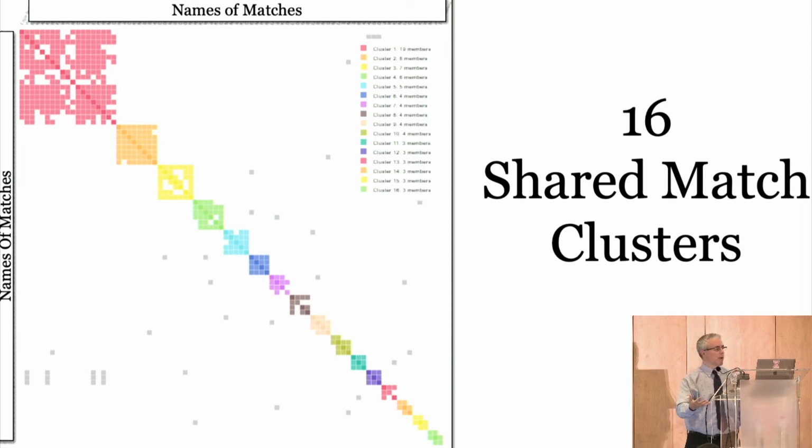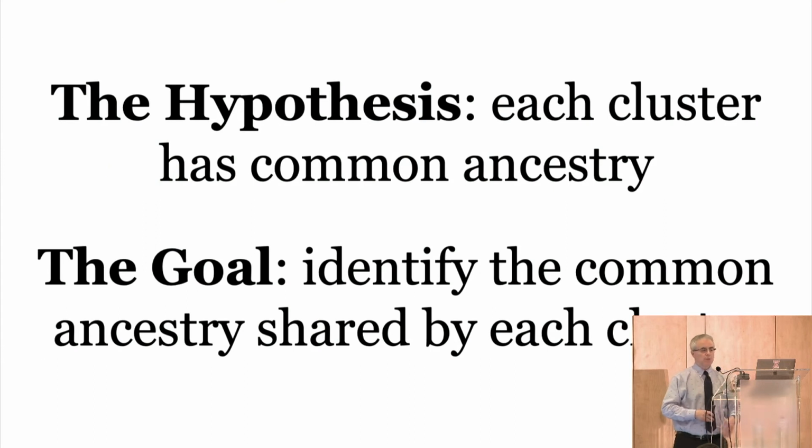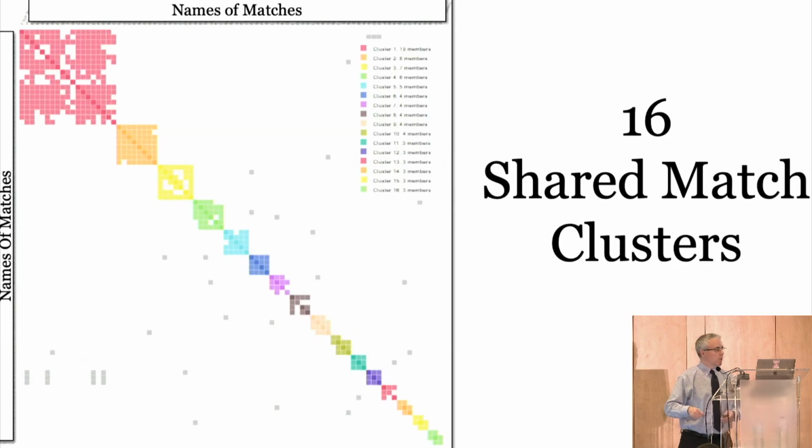So when I click that generate under the auto clusters option, I'm going to receive this email, and then I'll open it up. And so each one of these colored box groups is a different shared match group. So here in this particular analysis, I have 16 different shared match groups. And now the hypothesis between these shared match groups is that each group has common ancestry. So for example, everyone in the red group has common ancestry, in the orange group, and so on.